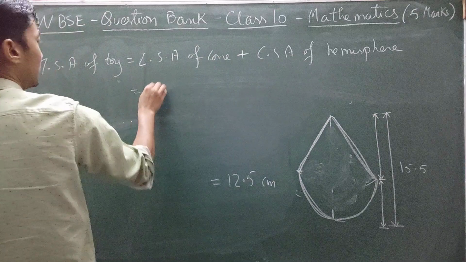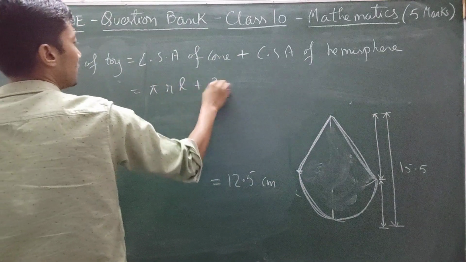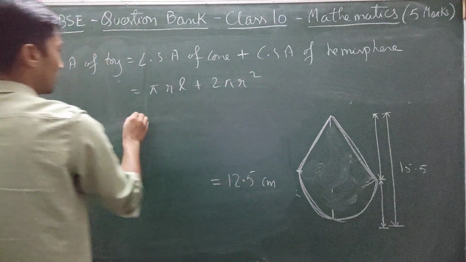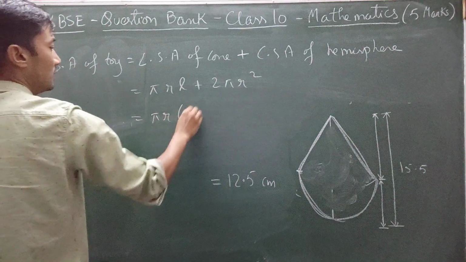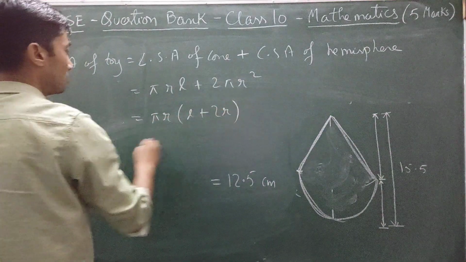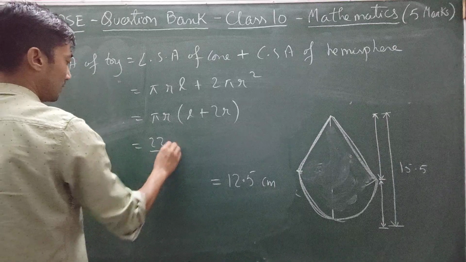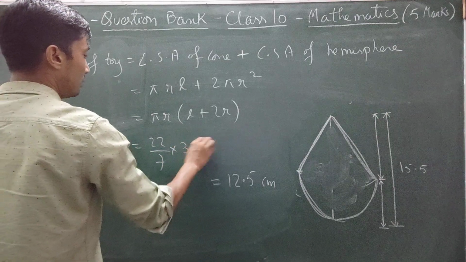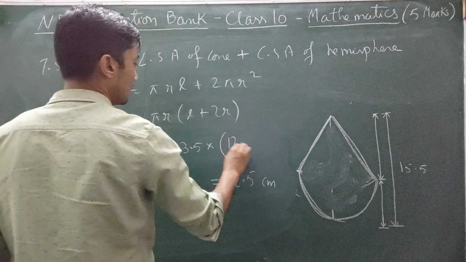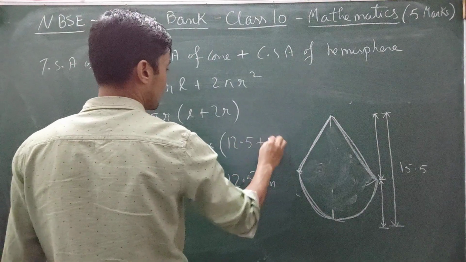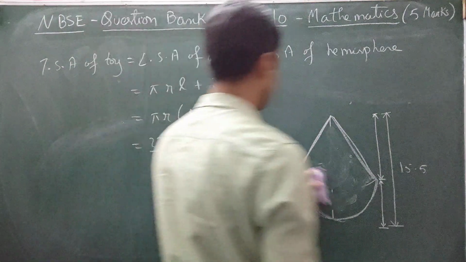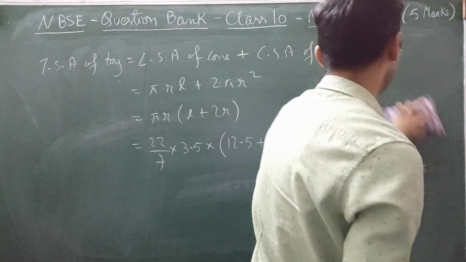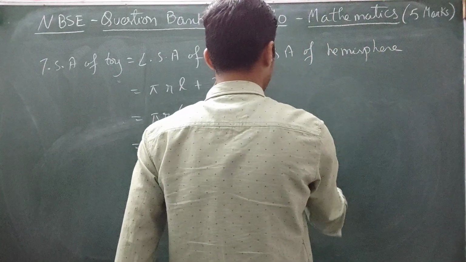Hemisphere. So lateral surface area is pi r l. Hemisphere is 2 pi r squared. Now pi r we can take common: l plus 2r. So pi, 22 by 7, radius 3.5, length 12.5 plus 2 times of radius. Radius was 3.5.